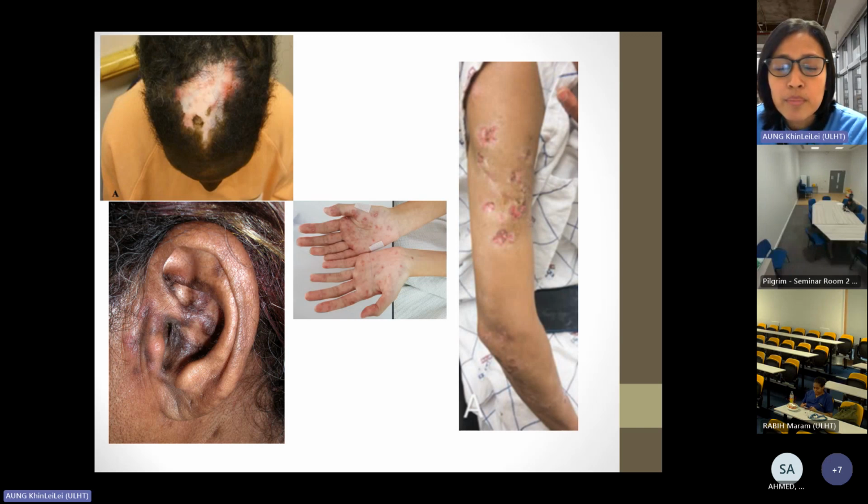This picture shows vasculitic rashes. When you see these rashes, it shows that the disease is very active.